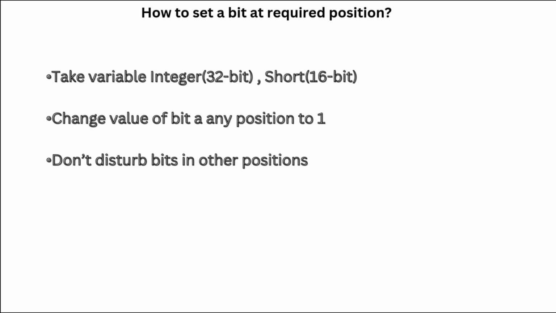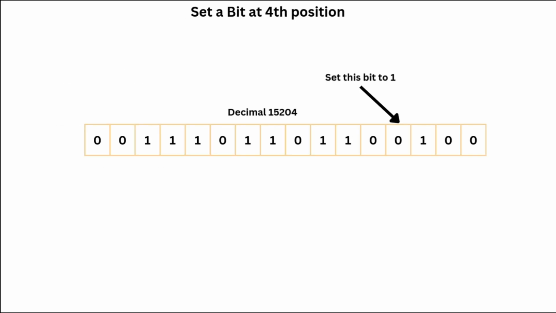Let's say I will take this decimal, 15204. This is the binary representation of it, and I want to set the fourth position. Fourth position means 1, 2, 3, 4. Here it is 0, so I want to make this bit 1. So how to do this?